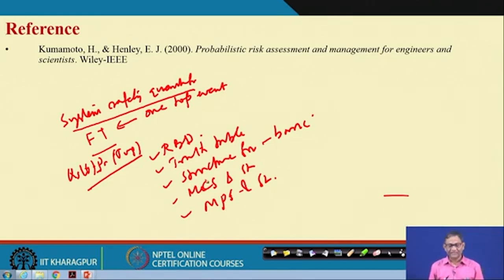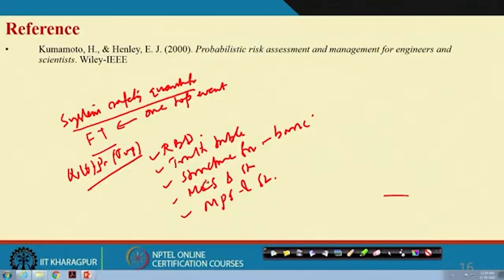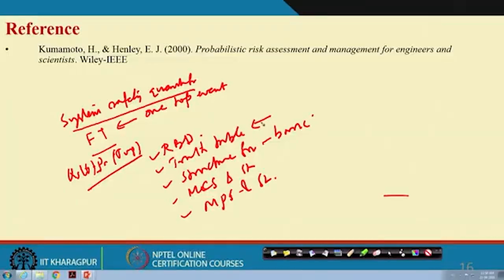So, there will be certain cases where RBD will be better. When you have a series system, RBD is better. When you have a parallel system, RBD is better. But if there are systems like a parallel series and parallel combination, maybe RBD is not that easy. So, there may be some structure like a bridge structure where you will find RBD is difficult. So, there you may find the truth table is useful.